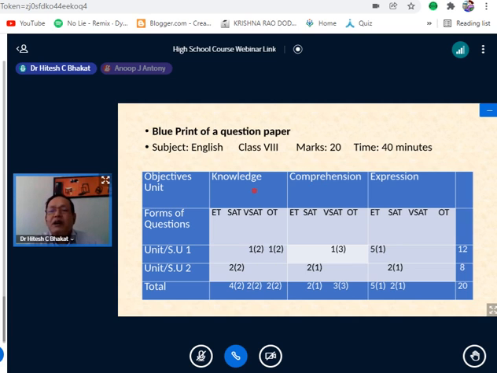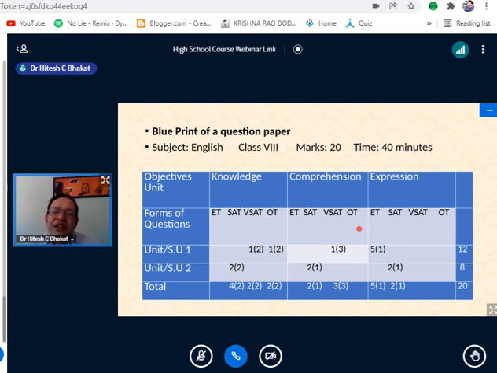Yeah. So here we talk about knowledge, comprehension and expression. All right. We put these objectives of questions. We have 3 objectives: knowledge question, comprehension question, expression question. Here we put unit and forms of questions. ET means essay type question. SAT means short answer type question. VSAT means very short answer type question. OT means objective type under knowledge. Similarly, essay type, short answer type, very short answer type, objective type under comprehension. Similarly, essay type, short answer type, very short answer type, objective type under expression.